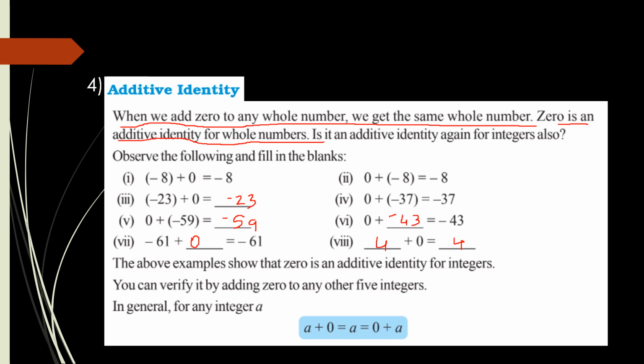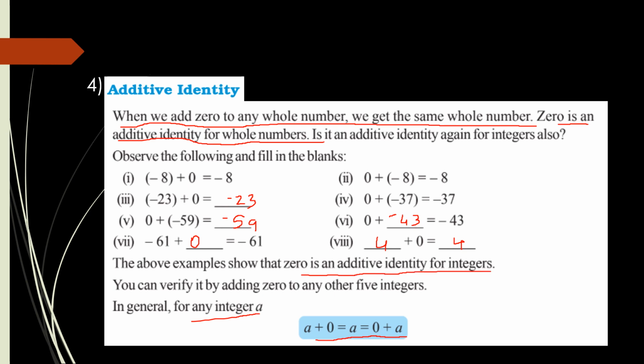In general, what we can say, for any integer a, a plus 0 is equal to a, or 0 plus a. Okay, a plus 0 is equal to a is equal to 0 plus a. Underline here also, 0 is an additive identity for integers.